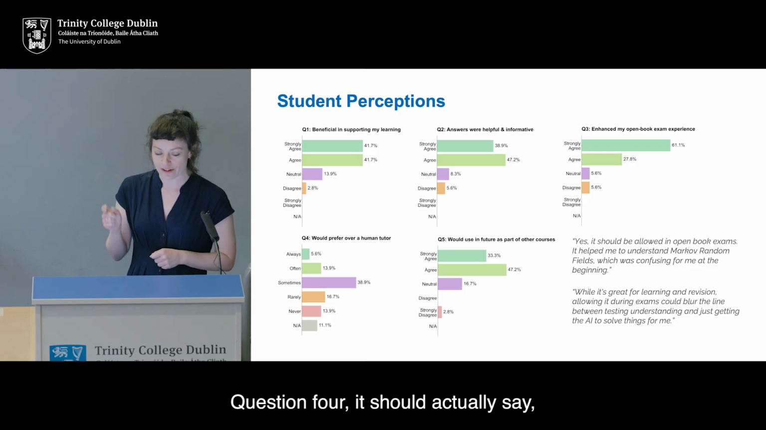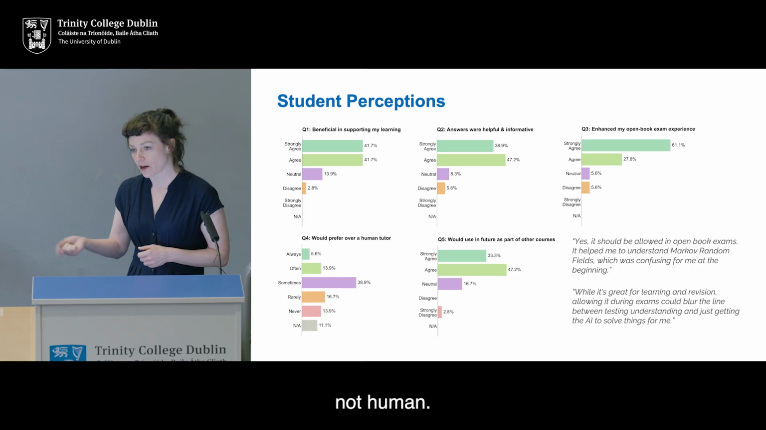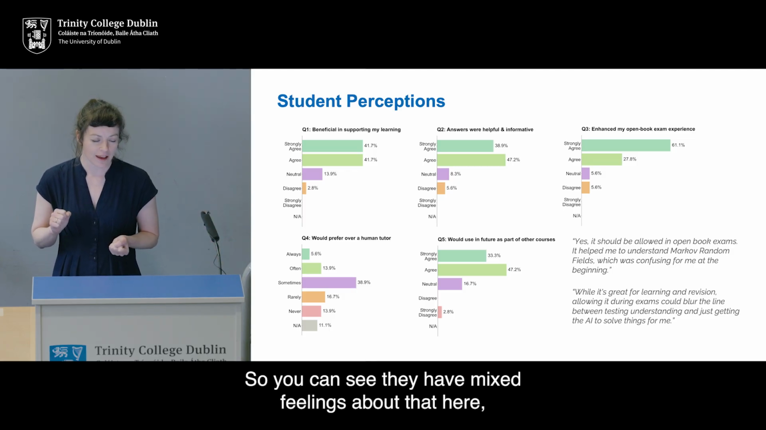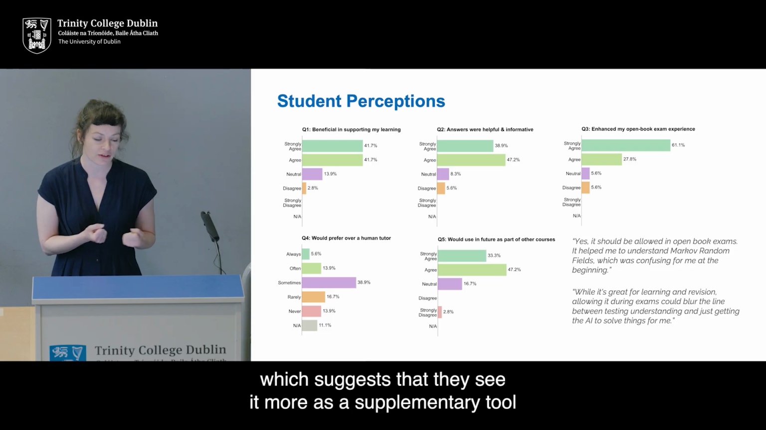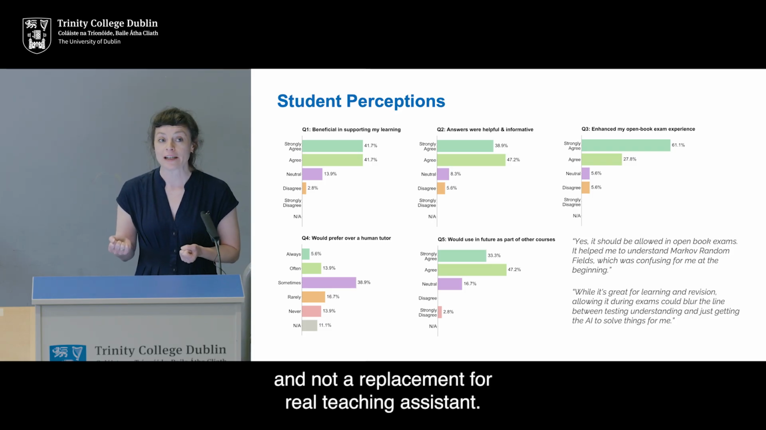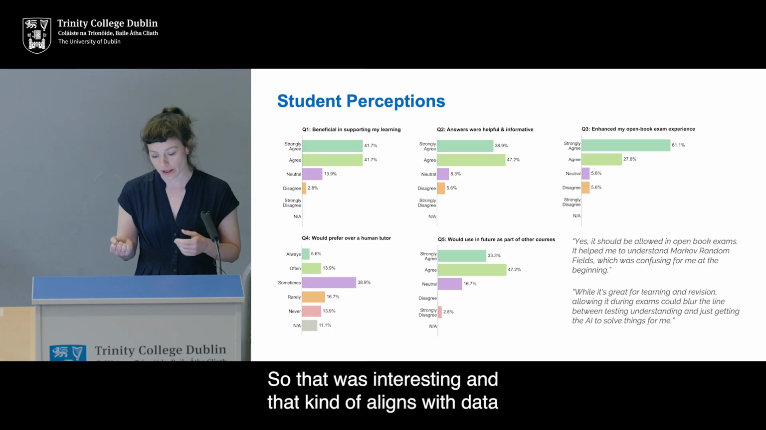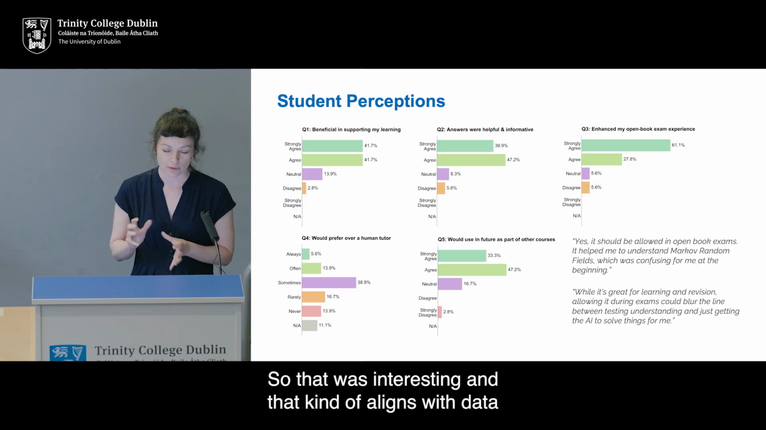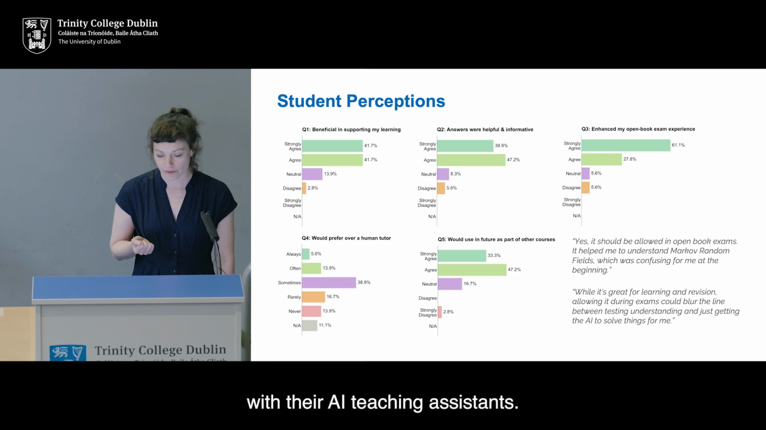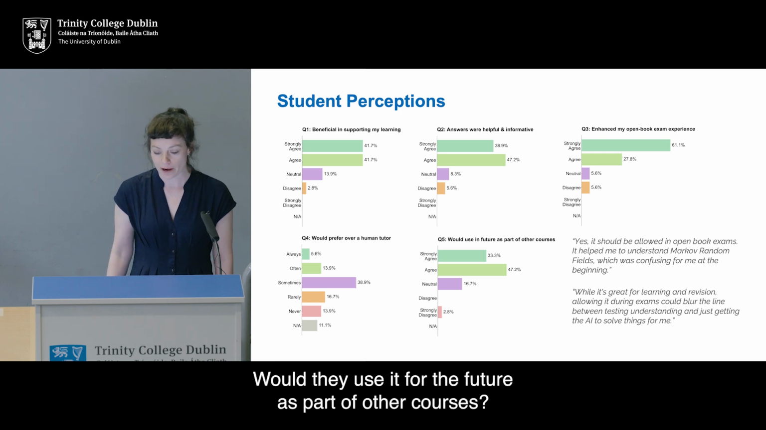Question 4, it should actually say prefer over a real tutor, not human. I think that changes the question a bit, typo. So you can see they had mixed feelings about that here, which suggests that they see it more as a supplementary tool and not a replacement for a real teaching assistant. So that was interesting. And that kind of aligns with data that other educators have found with their AI teaching assistants. Would they use a future one as part of other courses?